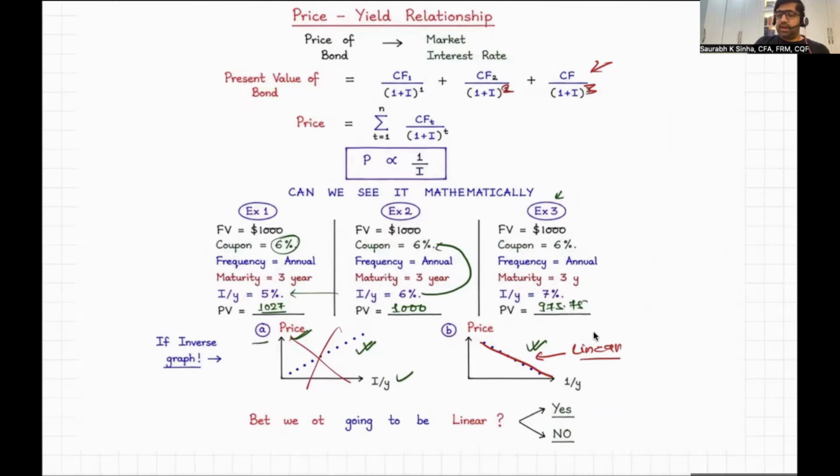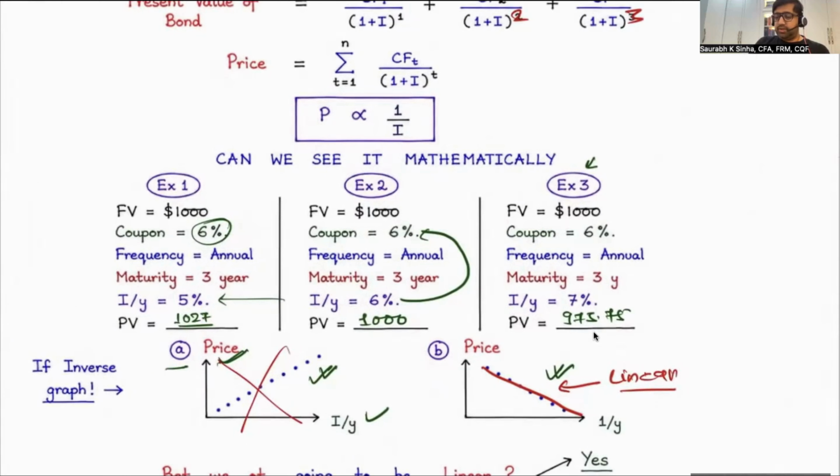When the interest rate was 6%, the value of the bond was 1000. When the interest rate was 5%, the value of the bond is 1027. When the interest rate is 7%, the value of the bond is 973.75. If we plot it, is it going to be concave, convex or linear? Let's see that.